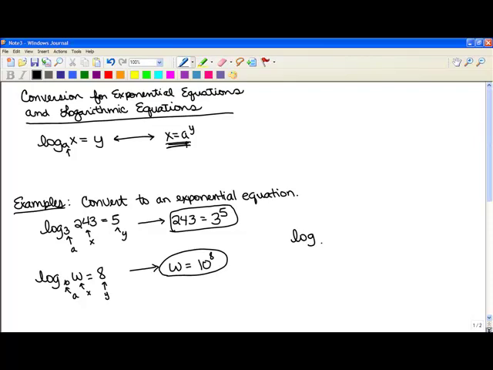Another example, log base a of r squared equals 12. Convert this to an exponential equation. So our base a is the variable a in our conversion. x is r squared and y is 12. We'll plug these in to x equals a to the y. x is r squared. That equals a, which is a, to the y, and y is 12.